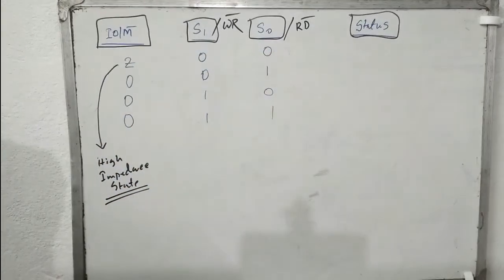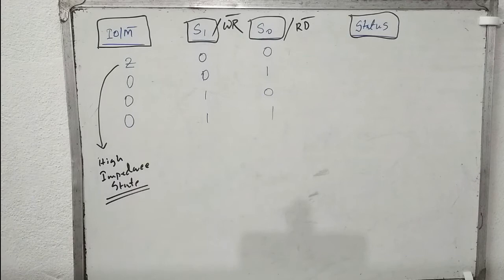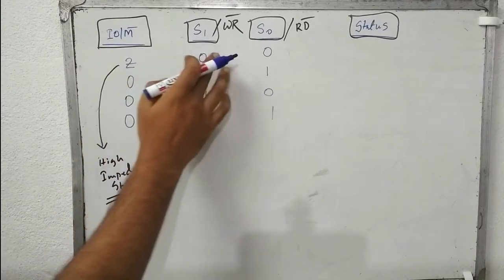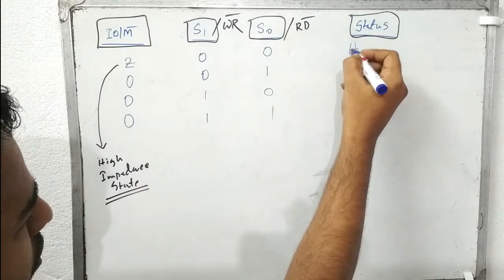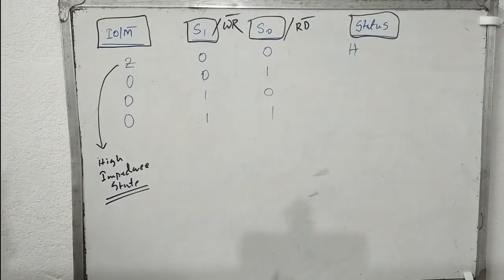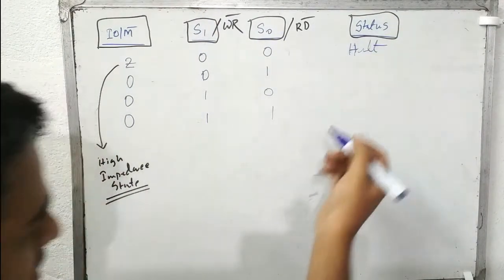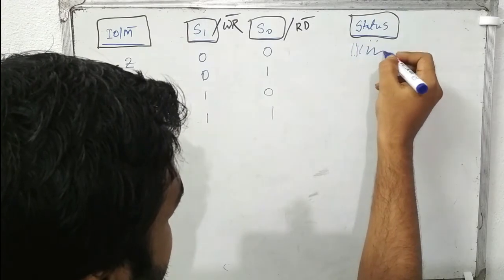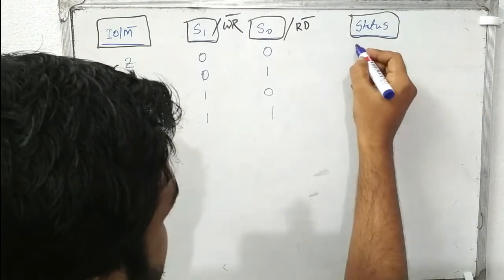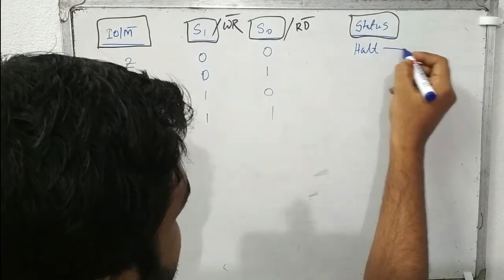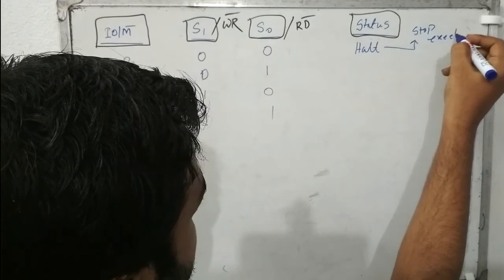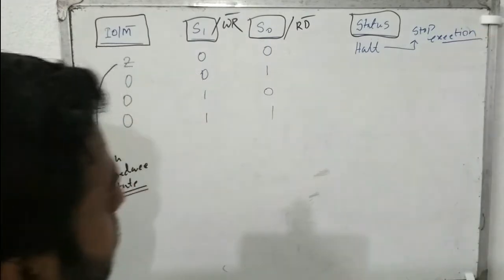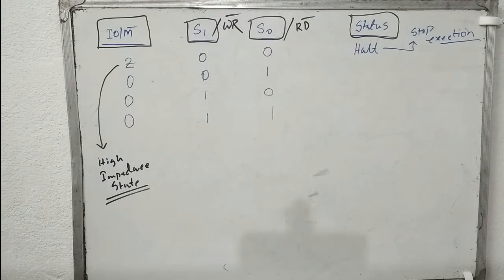If the three status control pins have these 3 signals, then it will produce an operation which is called halt. That means stop the execution which was going on for each and every instruction.